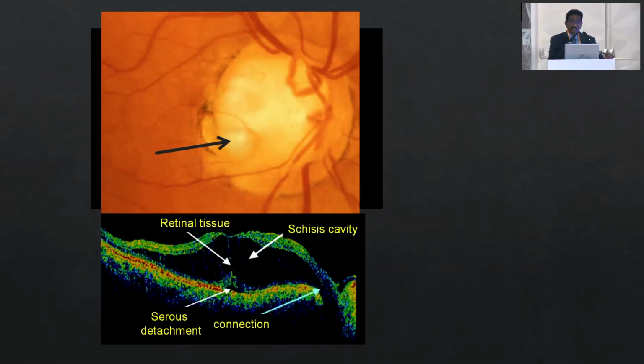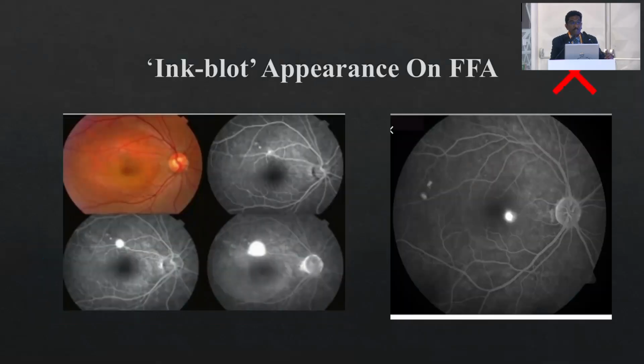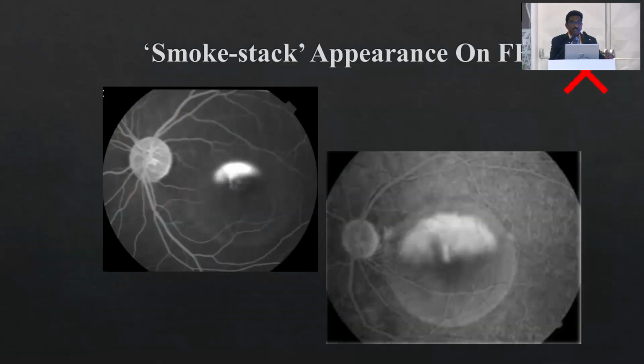So the OCT will give out the diagnosis, but you need to look for the optic dysplate in these cases whenever you suspect a patient of persistent CSR. The typical ink blot leak and the smokestack leak is not seen in these cases.